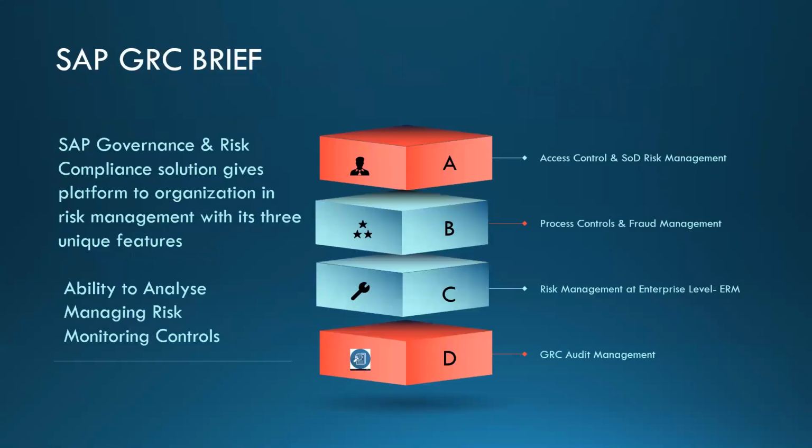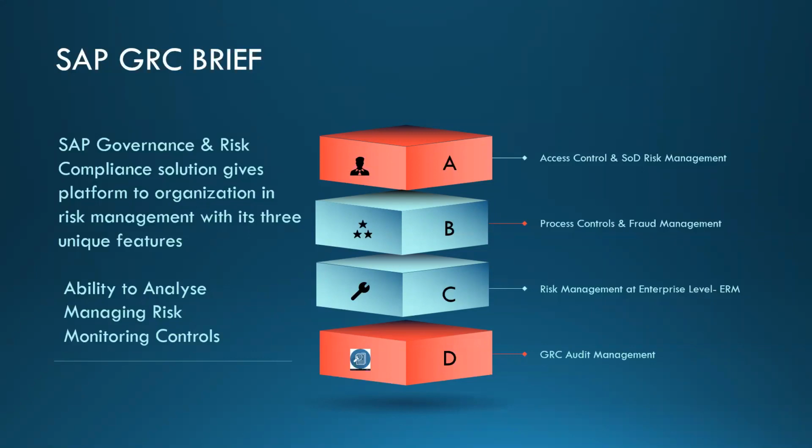So SAP GRC stands for Governance, Risk, and Compliance, which helps organizations manage risk with its 3 unique features or elements. One is the ability to analyze what kind of business risk there is in terms of giving access to the user, then how you manage the risk, and how the monitoring controls are defined, who monitors those controls, and what kind of documentation is there to ensure things are in place.